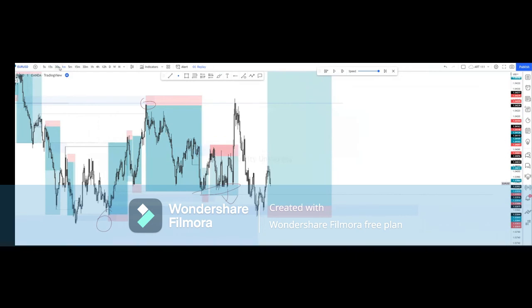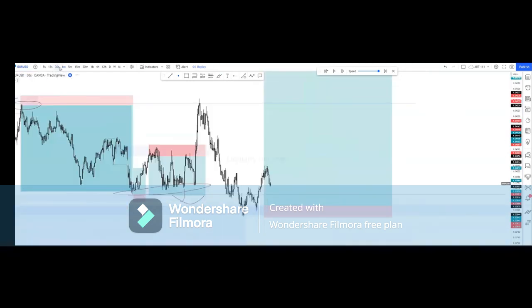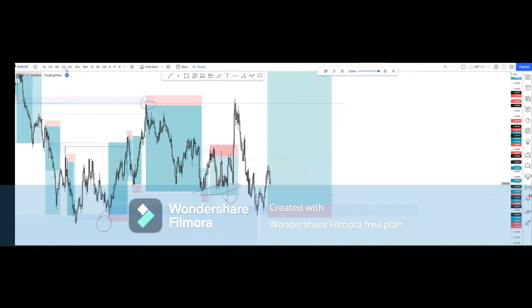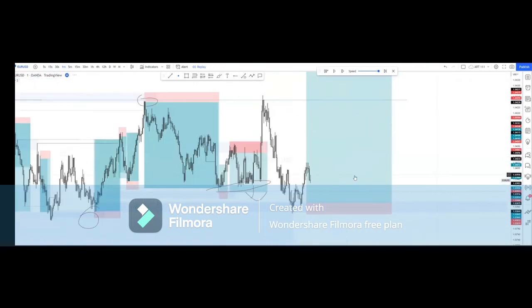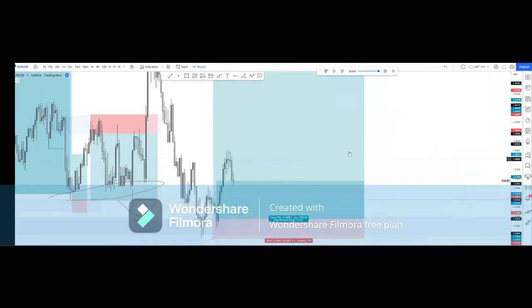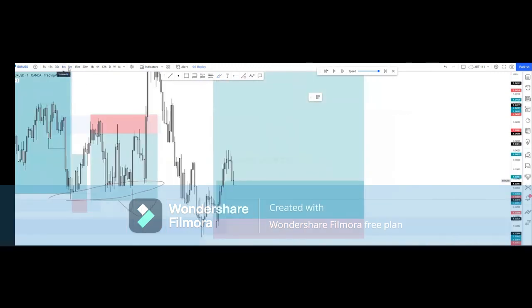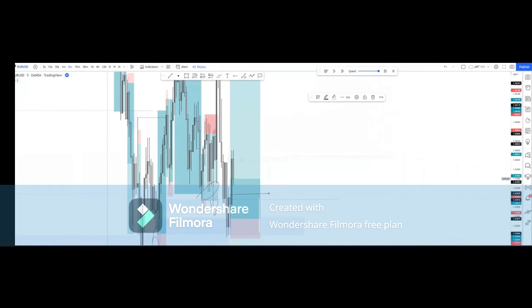So we broke structure. So that price has no reason to go down any lower. I say this imbalance for price action. So I will look for this.